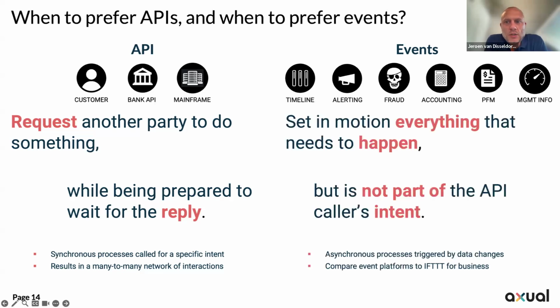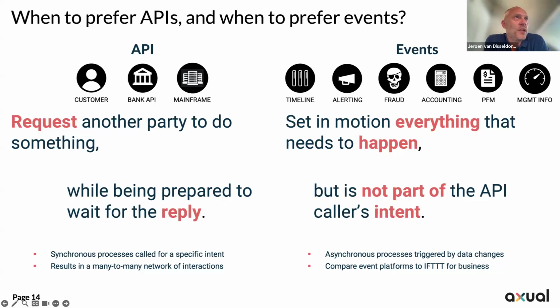And that really set in motion everything that needed to happen, but was not part of the customer's intent in this case. So the customer intended to transfer money, but the customer had no intent specifically to update a timeline or start a fraud detection process or to update the bank's managerial information. That wasn't part of his API call.